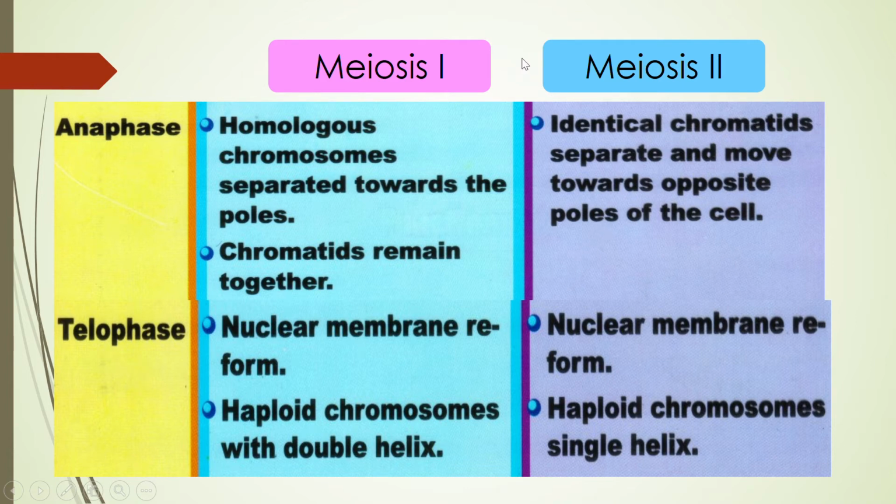And in telophase 1, the nuclear membrane reforms. The same goes for telophase 2. And now the chromosomes that are formed are haploid, double helix, but here it is haploid with single helix.